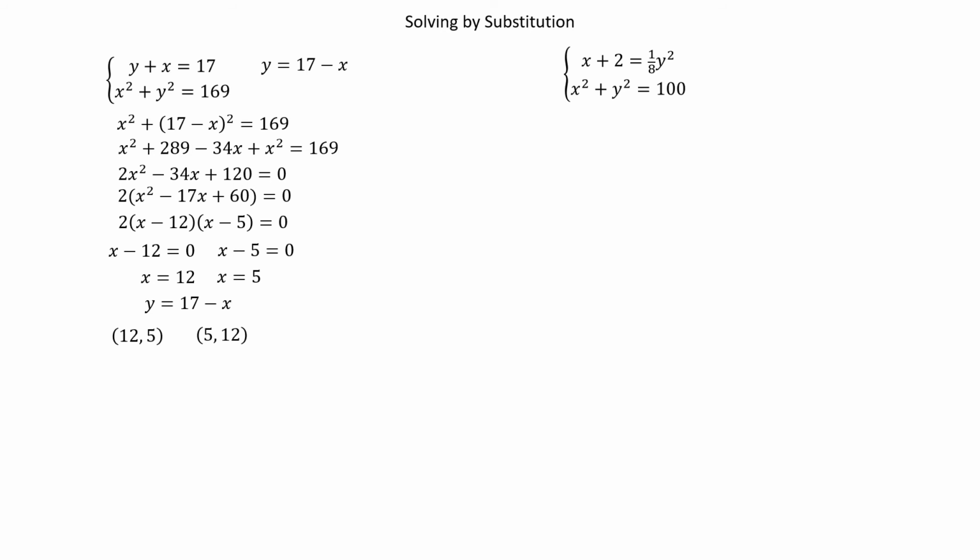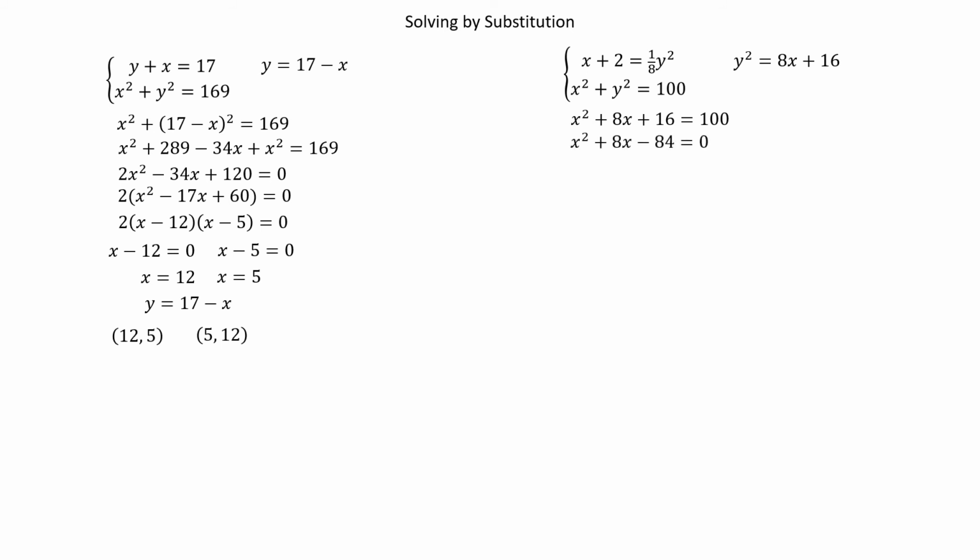We have something that looks like this. There's a couple ways of doing it. One, you could subtract the 2 and plug that in. You square and you get a quartic, you get a y to the 4th. Or just solve for y squared. Get y squared equals 8x plus 16, and then plug it into y squared, right? We have y squared there. So you get x squared plus 8x plus 16 equals 100.